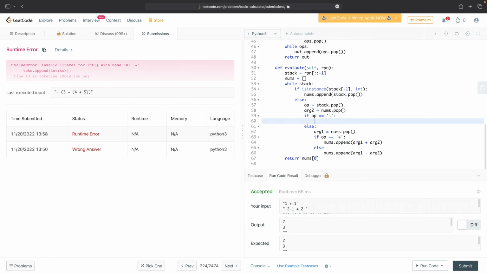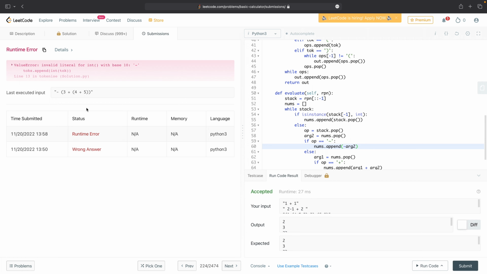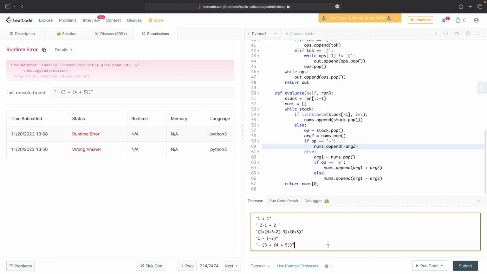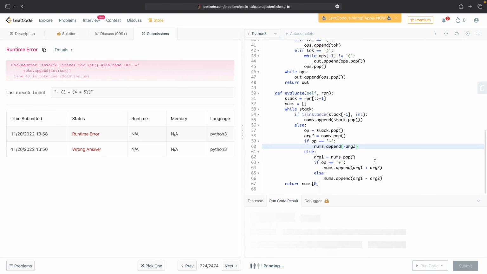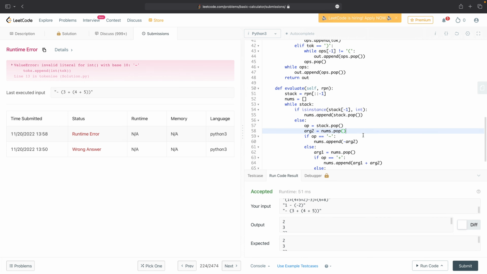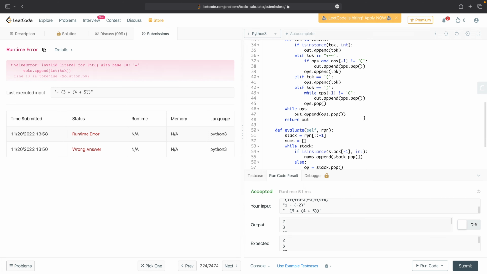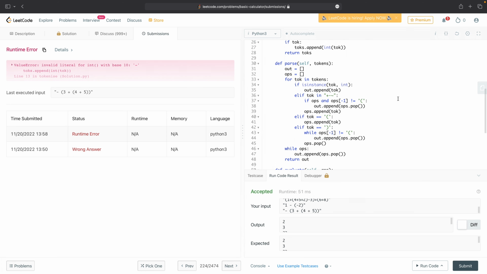So if we see an op, what we want to do is a nums.append negative arg2. Let's steal this test case. Excellent, it works. The reason I chose this character is because it's using standard ML to use unary negation, because it can't handle the case that I'm struggling to handle.